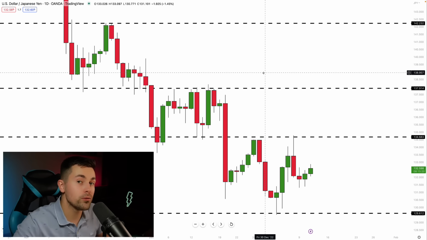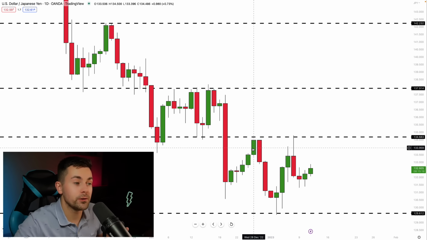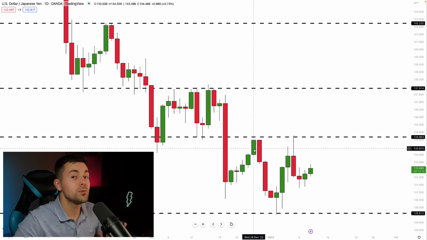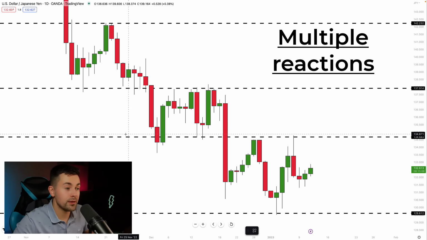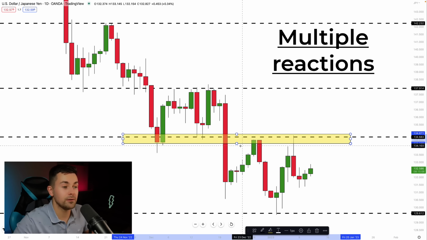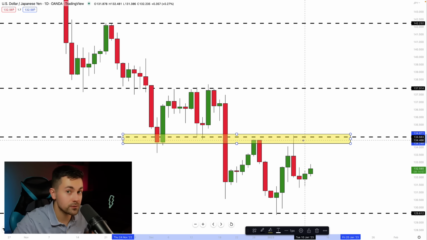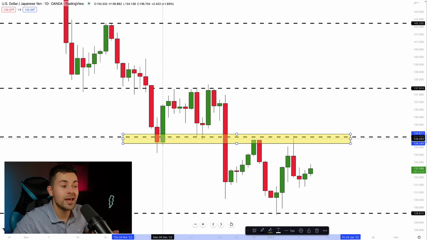Then we go through the optional criteria. The first optional criteria is that the key structure should be respected many times in a row. For example, that structure right here was respected 4 times. First, it was a very strong support, and after the breakout, it turned into resistance. And as a resistance, it was respected 2 times, and 2 times as the support.